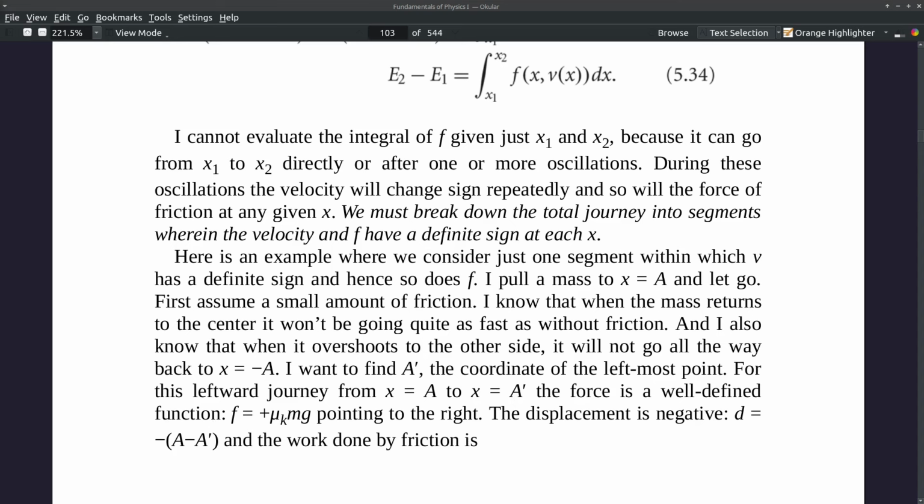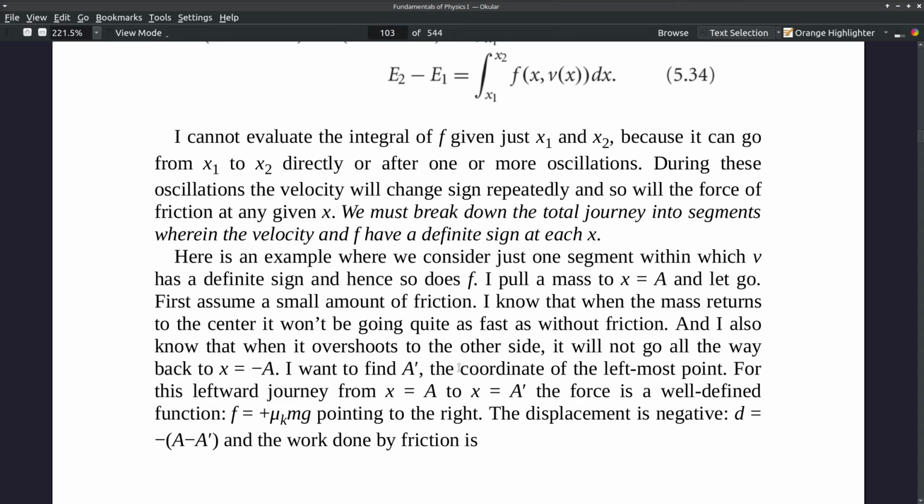Here's an example where we consider just one segment within which v has a definite sign, and hence so does f. I pull a mass to the point x equals a, and I let it go. First, assume that there's a small amount of friction. I know that when the mass returns to the center, it won't be going quite as fast as it would be without friction. And I also know that when it overshoots to the other side, it will not end up going all the way back to x equals negative a, right? There's going to be some loss because of the friction.